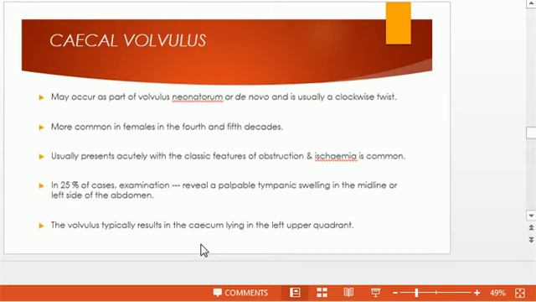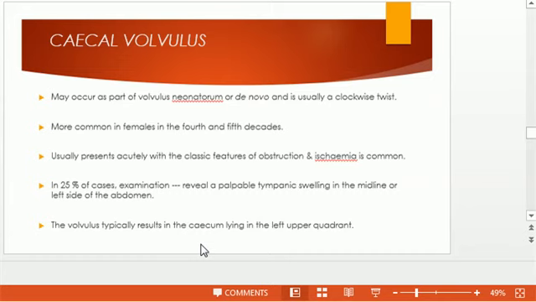In about 25% of the cases, examination reveals a palpable tympanic swelling in the midline or left side of the abdomen. So, a distended, swollen cecum can be palpated. The loop is palpable, going from the right iliac fossa towards the left hypochondrium, and it is present towards the left side of the abdomen. On examination of cecal volvulus, when you percuss, obviously it contains a lot of gas, so this loop will be tympanic on percussion.